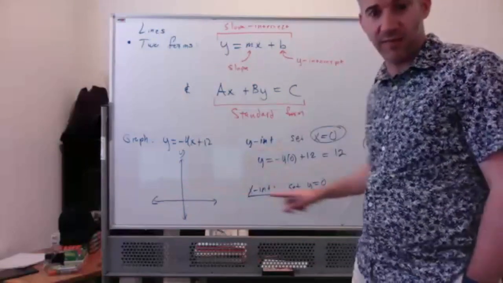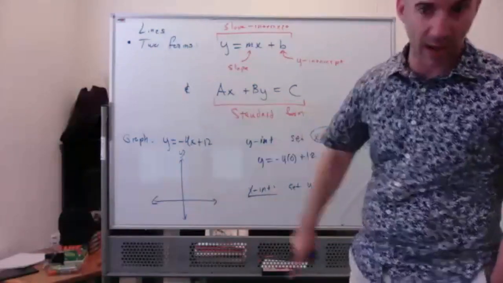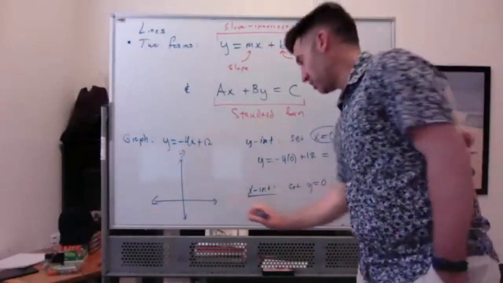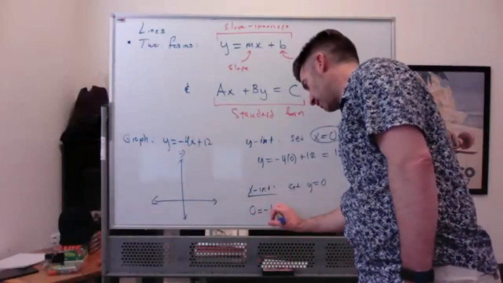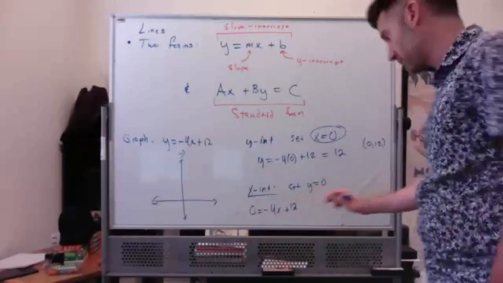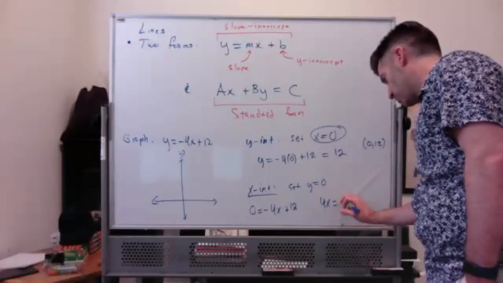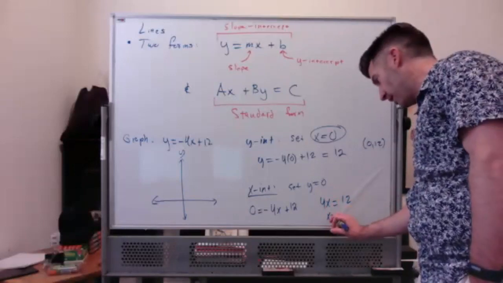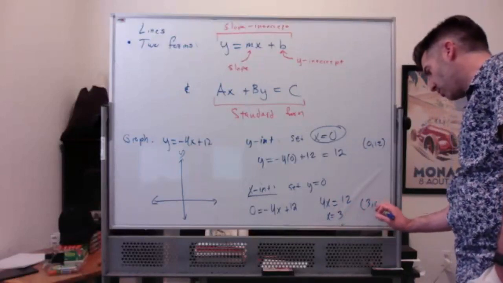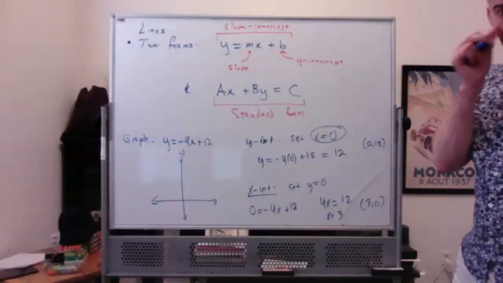So on the x-axis, I've moved horizontally, but not up or down. So then I'm going to set y equal to 0. So I'm going to have 0 equal to -4x plus 12. And then I'm going to solve this. I'm going to add 4x to both sides. 4x equals 12. I'm going to divide both sides by 4. X equals 12 over 4 is 3. So my x-intercept is the point 3, 0. And then we graph it.